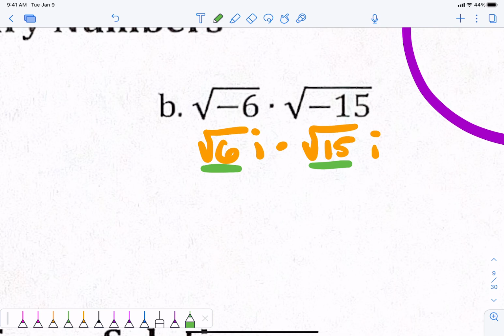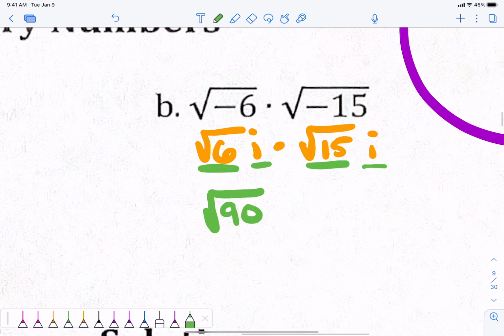No, not square root of 21, because you're multiplying. Square root of 90. 6 times 15 is 90. But then what is i times i? i squared.